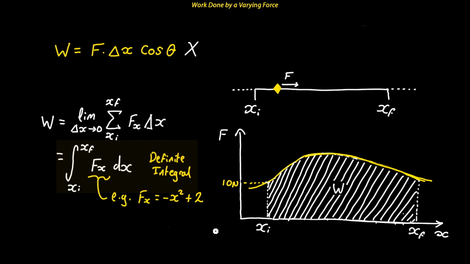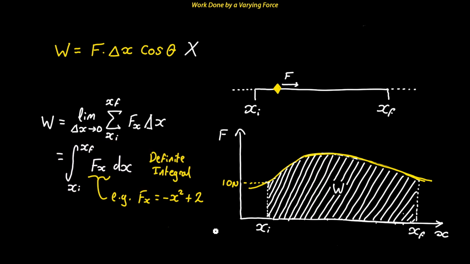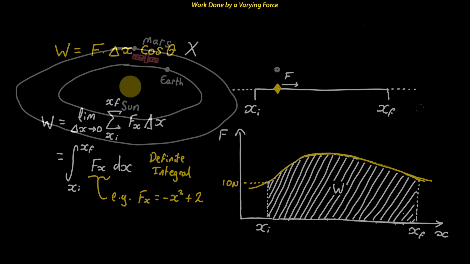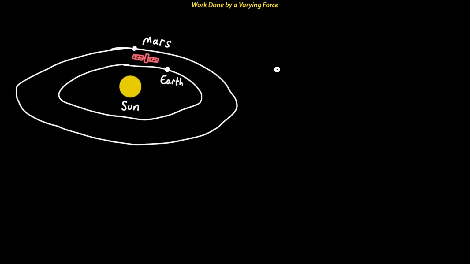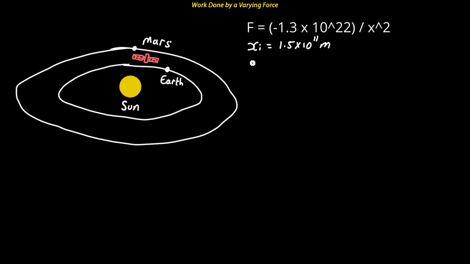So how can we use this to solve physics problems related to work? Well, I'm going to go through two different types of problem here. The first question, we have an interplanetary probe attracted to the Sun by a force given by this equation here. So the force is equal to negative 1.3 times 10 to the power 22 divided by x squared, where x is the Sun probe distance measured in meters.